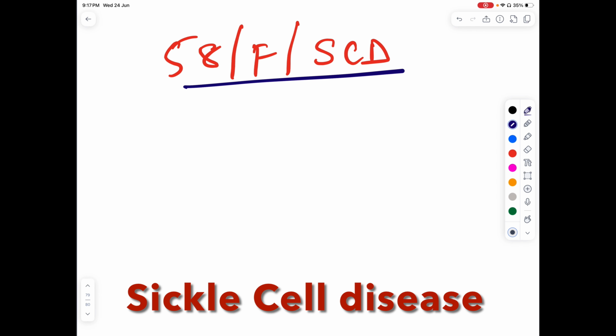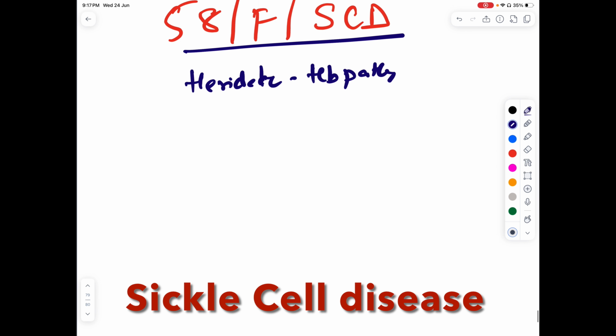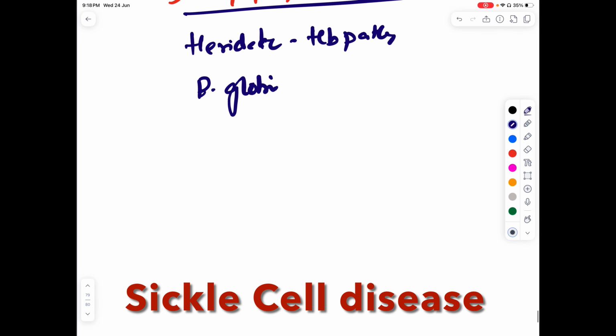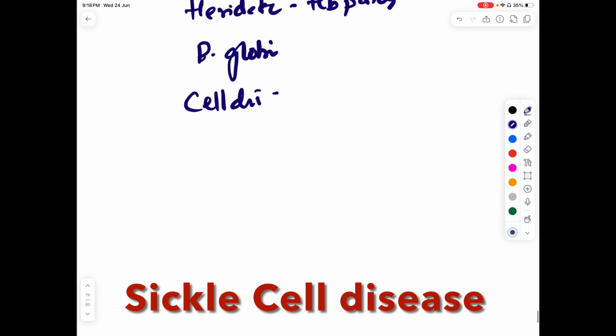It is a hereditary hemoglobinopathy. What is it caused by? Point mutation of the beta globin gene. So beta promotes polymerization of deoxygenated hemoglobin, leading to cell distortion and anemia and microvascular obstruction, ischemia.